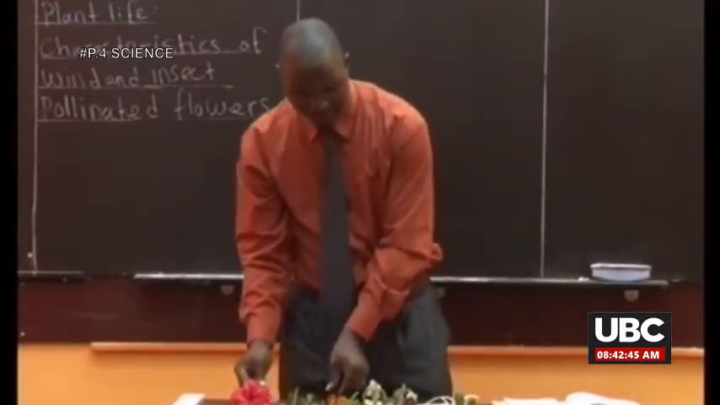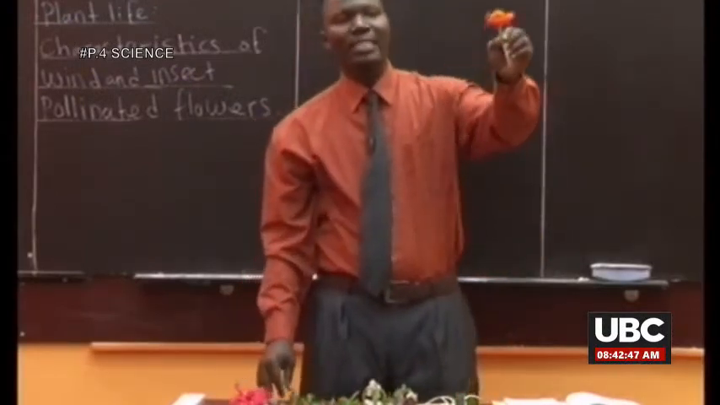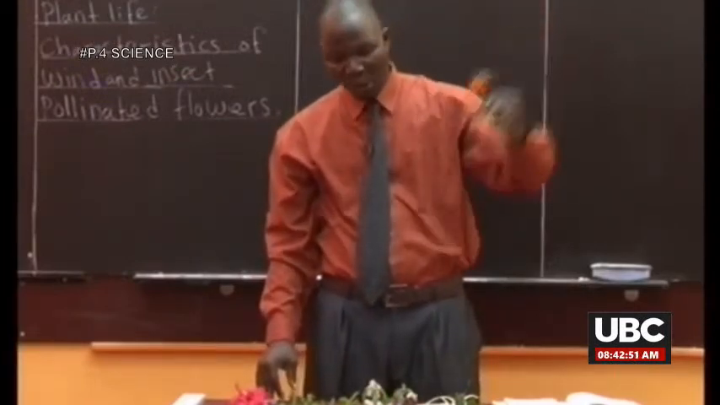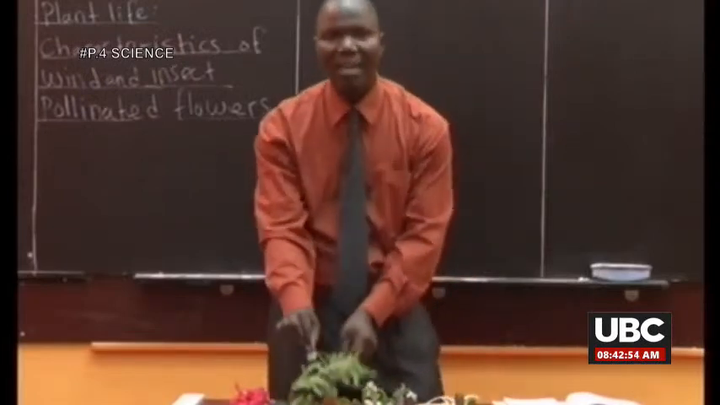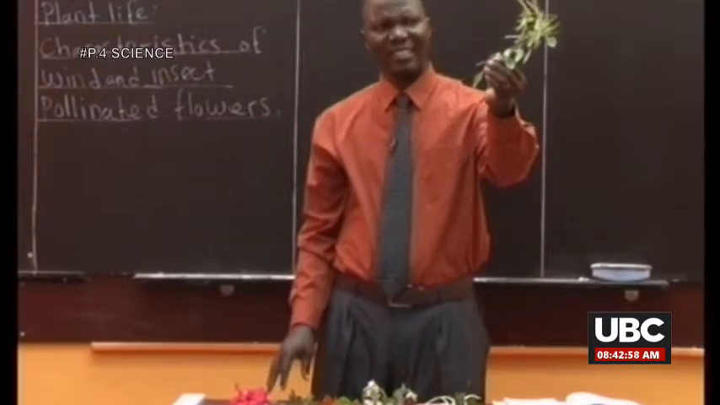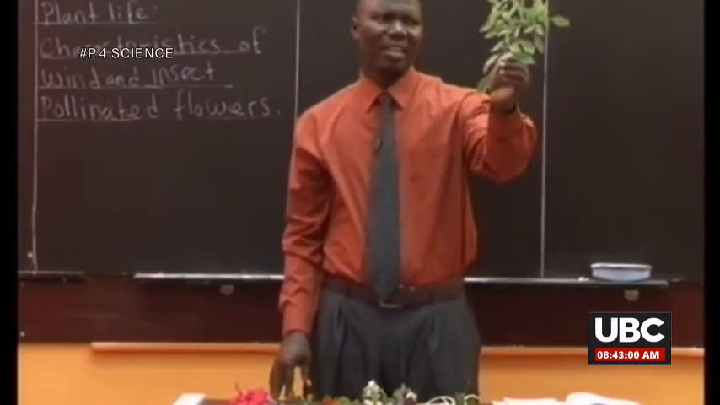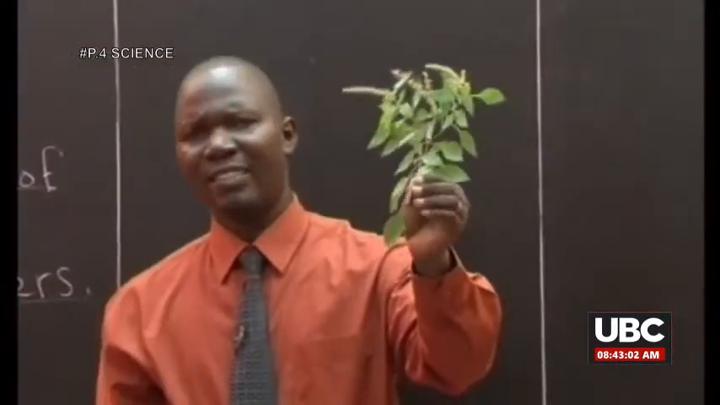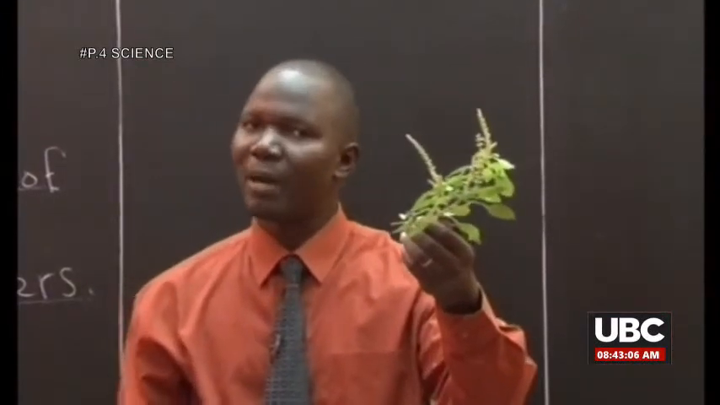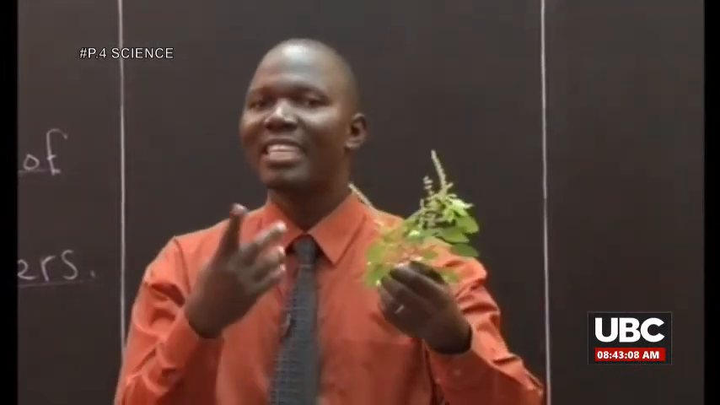Look at this flower also. What type of pollination is this likely to take? What about if I bring my flower like this? Can an insect easily see this? Can a bee come and see this? Is it insect pollinated? Or is it pollinated by wind? It's what we want to look at, the characteristics.